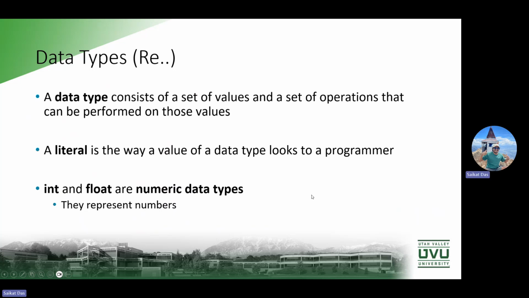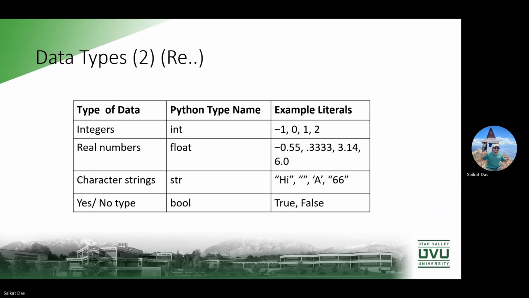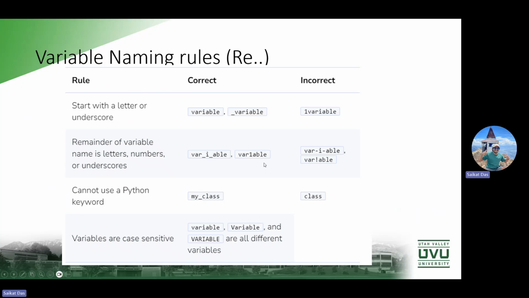And what other types have we learned? What are the data types that we are using in Python? Integer, float, string, and then Boolean. Right. So those are the 4 types. If it is a real number or integer, those are integer or float. Character is a string. Those are the examples. And yes, no type is a Boolean. And I already have discussed these things, variable naming rule.